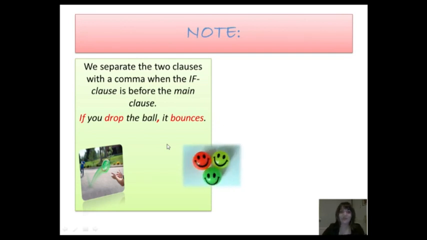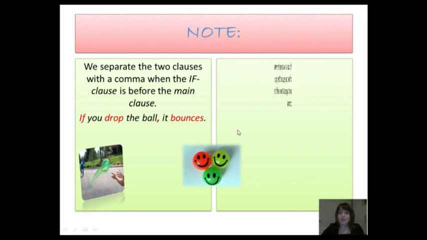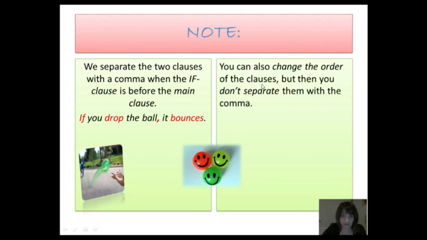Very good, children. Of course we can. So, you can change the order of the clauses, but then you don't separate them with the comma.